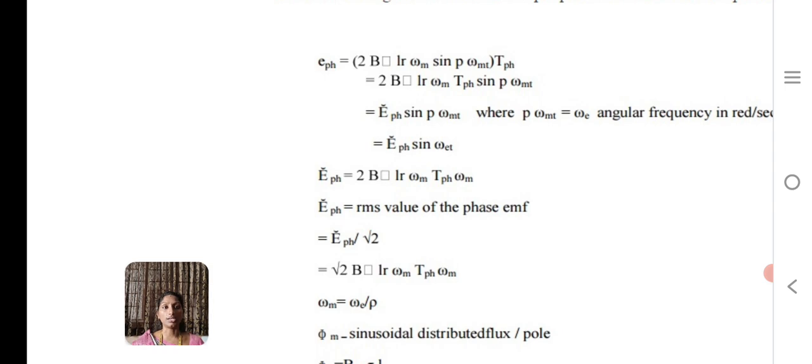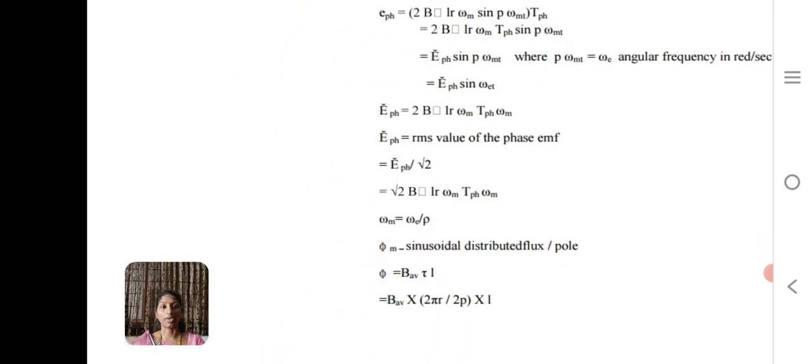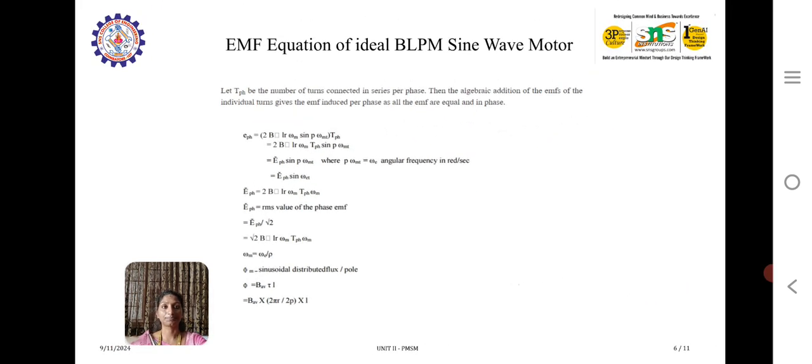Now we are going to consider the RMS value of EMF. For the RMS value of EMF, we have to divide the E phase voltage by root 2. In the numerator we have 2, which can be written as root 2 into root 2, so one root 2 will be cancelled. The final equation will be root 2 B max LR omega m T phase. When we consider phi m as the sinusoidally distributed flux per pole, then in terms of B average, the following equation can be written.